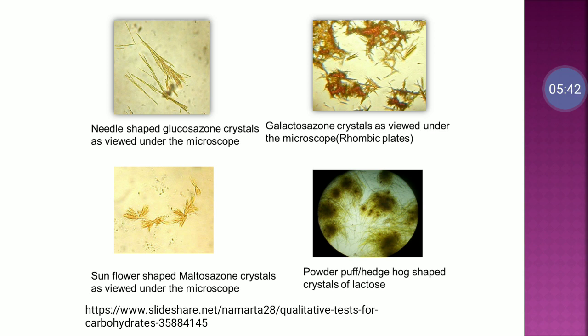So these are various crystals which are produced, and these crystals are nothing but various osazones. It might be glucosazone, galactosazone, maltosazone. Different colors or different shapes will be there. In case of glucose, we will get needle shaped crystals. In case of galactose, we will get rhombic shaped crystals. In case of maltose, we will get sunflower shaped crystals. And last, in case of lactose, we will get powder puff or hedgehog shaped crystals. So observation is very important in the osazone test.